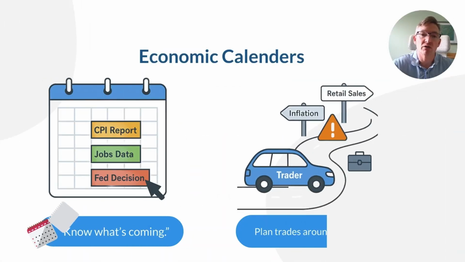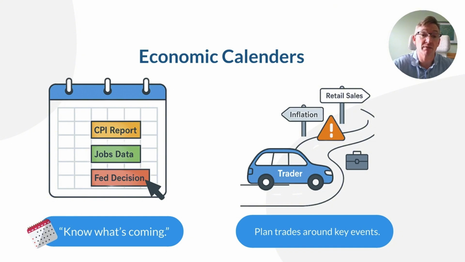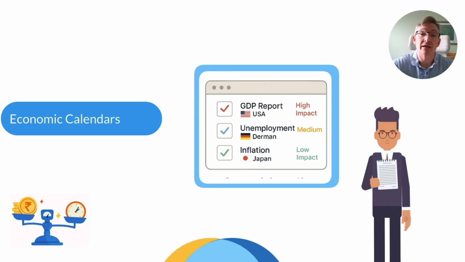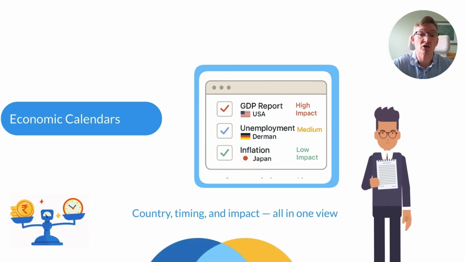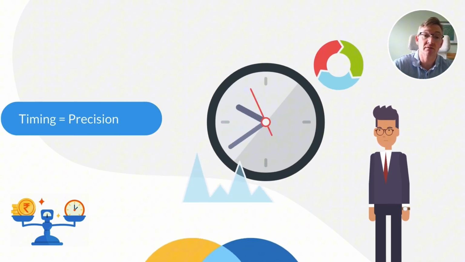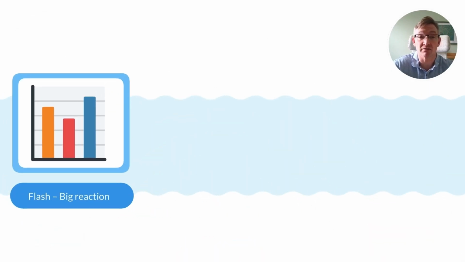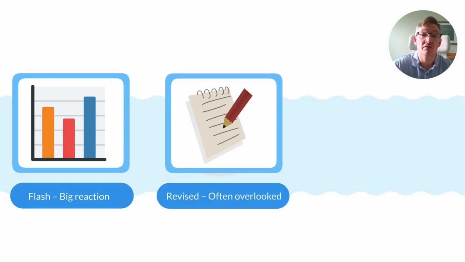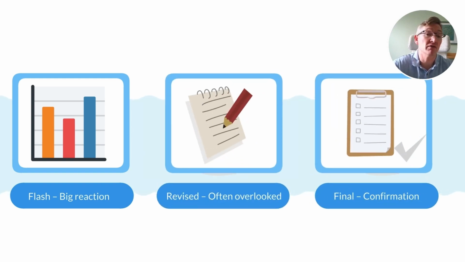An economic calendar shows you when the big news drops. It's your market planner and one of the most useful tools in your toolkit. Calendars break down what's coming, what country it affects, and how much impact it's likely to have. Timing is everything. Some data comes out in waves. It's the flash, revise, the final print. First prints tend to move the most, and revisions can matter more than you think. Make sure you check them out.